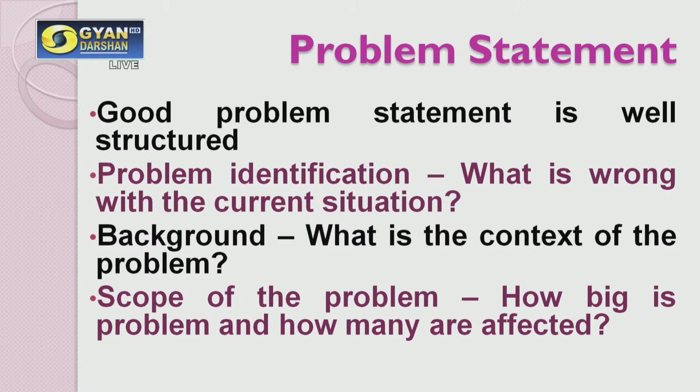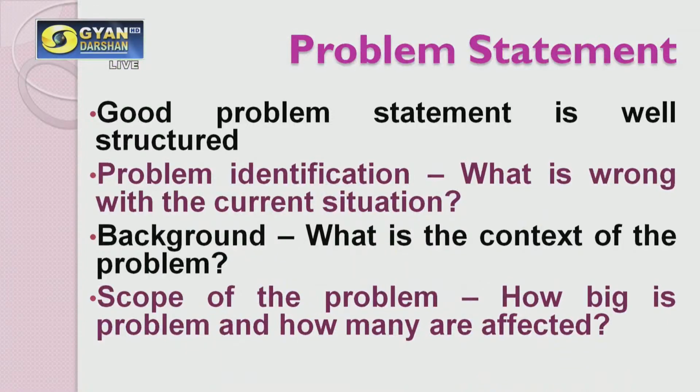Problem identification can be what is wrong with the current situation. What is the context of the problem? That means you have to give the background of the problem. Scope of the problem. How many people are affected with that problem? If you do this research, will you be able to find some solution so that the patients are benefited? In the society, in the community, how many people will be affected or will have the benefit of your intervention?